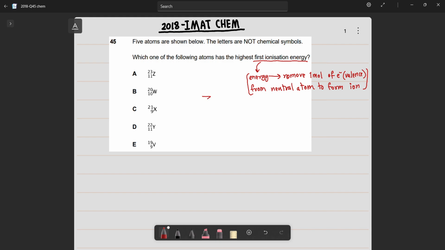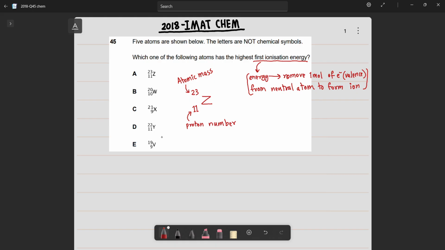I'll go with this Z symbol. So, 23 and 11. What do these numbers represent? This number 23 represents atomic mass, which is basically the sum of the number of neutrons and protons. And this number 11 represents the proton number, or basically the atomic number. We know that these are atoms, not ions or anything else.